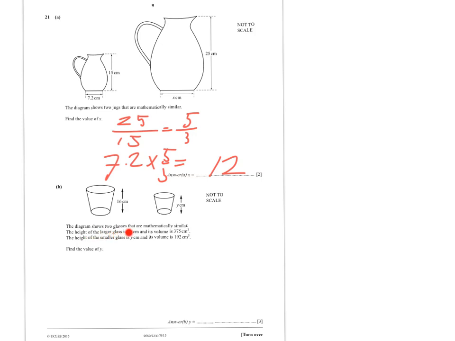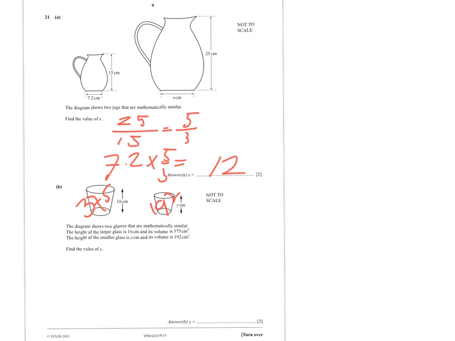The diagram shows two glasses that are mathematically similar. The height of the larger glass is 16 centimeters and its volume is 375. Okay, I'm just going to put that there, 375. Fantastic. The height of the smaller glass is y. Probably going to need to find that. And the volume is 192, so we know the volume. Calculate the value of y.